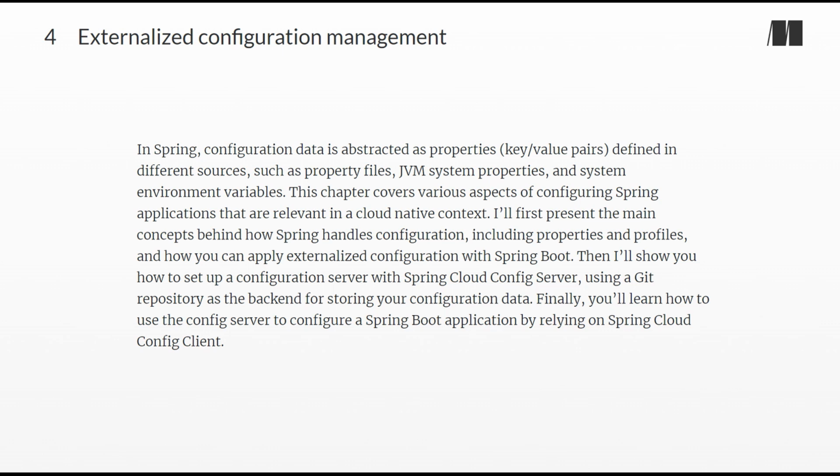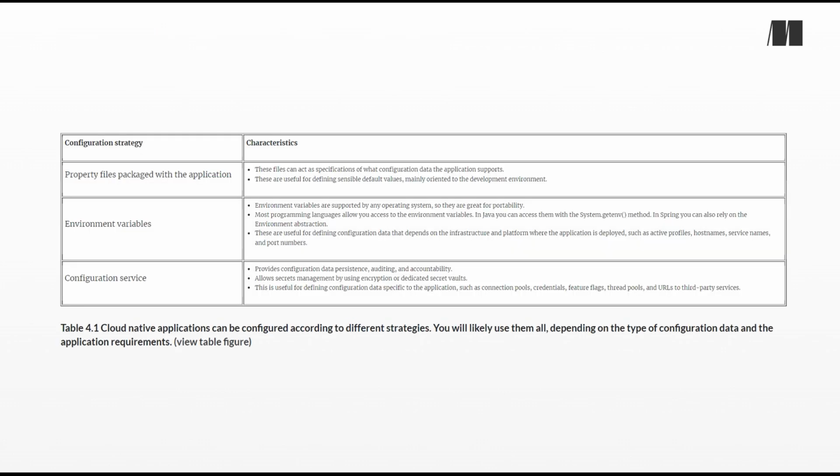Then I'll show you how to set up a configuration server with Spring Cloud Config Server, using a Git repository as the backend for storing your configuration data. Finally, you'll learn how to use the config server to configure a Spring Boot application by relying on Spring Cloud Config Client. By the end of this chapter, you'll be able to configure your cloud-native Spring applications in different ways, depending on your needs and the type of configuration data you have. Table 4.1 summarizes the three main strategies for defining configuration data for cloud-native applications covered in this chapter.